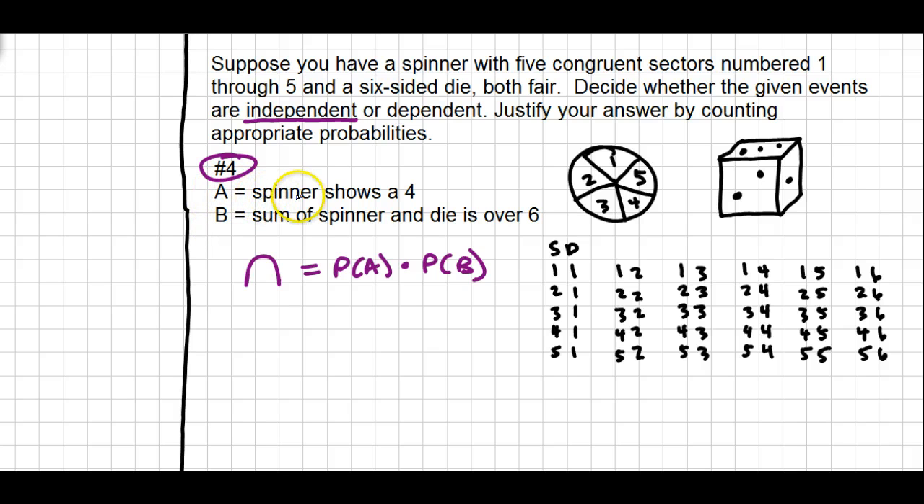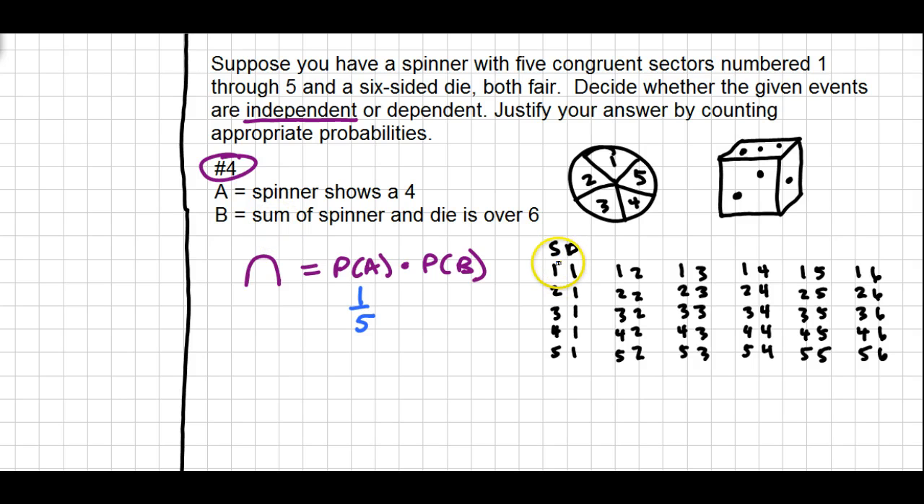Event A is a spinner shows the number 4. So I've got a picture here of a spinner for you with 5 sections, like they said, sections 1 through 5. If I land on 4, the probability of that is 1/5. 4 is one of the sections out of 5 total, so the probability of just getting the spinner of a 4 is 1/5. When we do event B now, we're going to use the spinner and the die and add them together, because that's the meaning of the word sum.